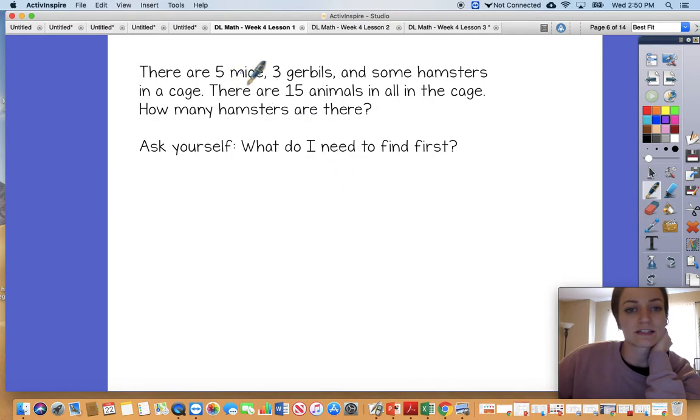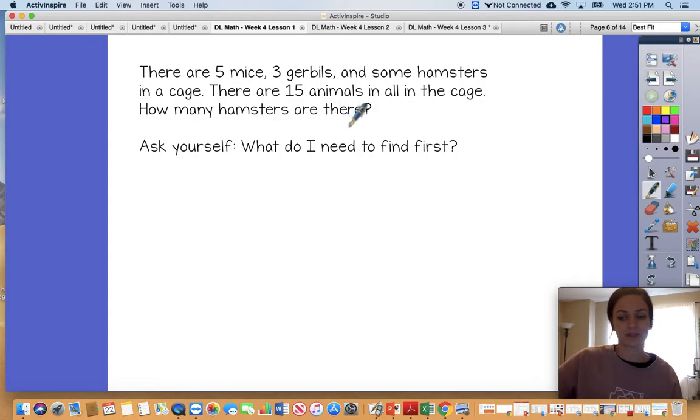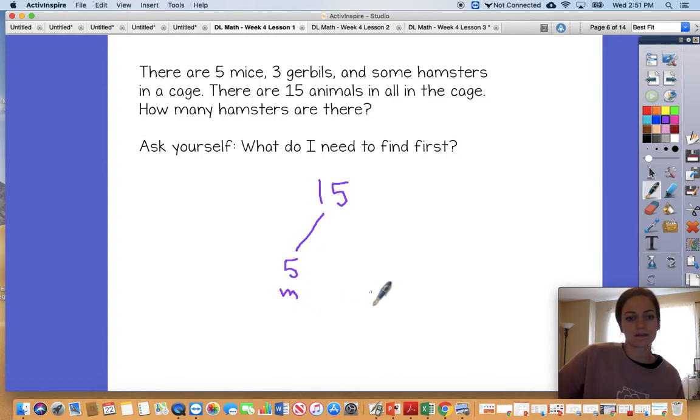There are 5 mice, 3 gerbils, and some hamsters in a cage. There are 15 animals in all in the cage. How many of them are hamsters, or how many hamsters are there? Okay, so if we think about it, I'm a visual person, so I like to draw a picture. If I know this 15 is my total, and I know there's 5 mice, 3 gerbils, and then some hamsters, right? I'll put a question mark for hamsters.